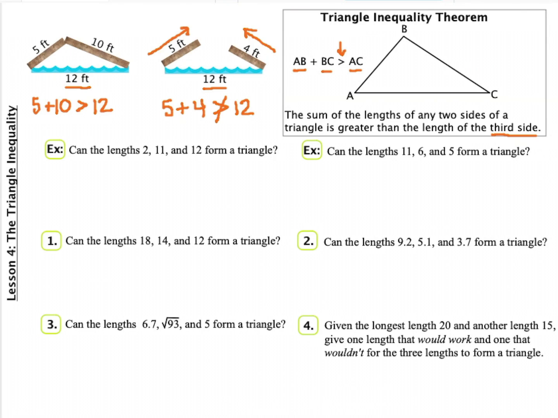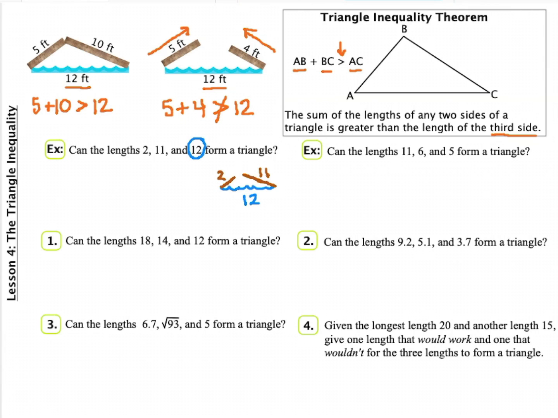Let's do a couple of examples. And when you're first starting, it doesn't hurt to draw out the river. So I've got a river here that is 12 wide. Why did I choose the 12 for the river? I could have chosen the 2 or the 11. It's because I always want to pick out the largest one to be the river. Now let's think about if I had a 2-foot board on this side and an 11-foot board on this side, would it reach across?